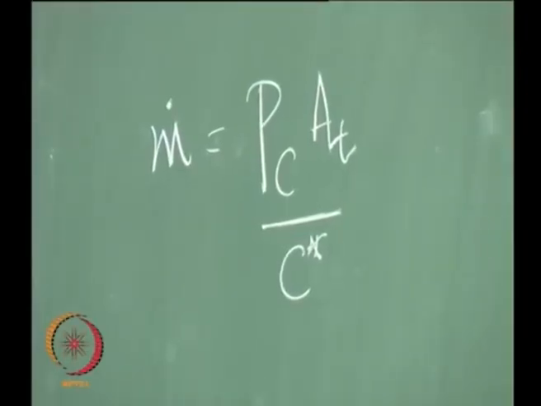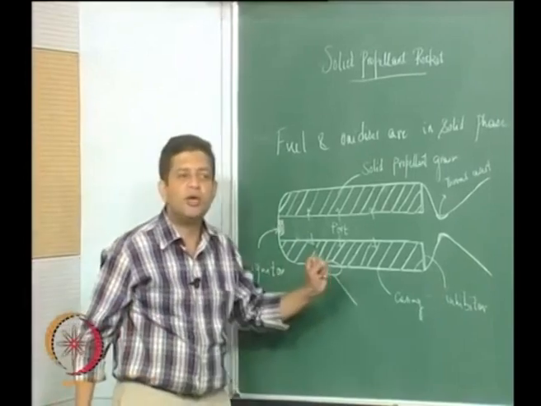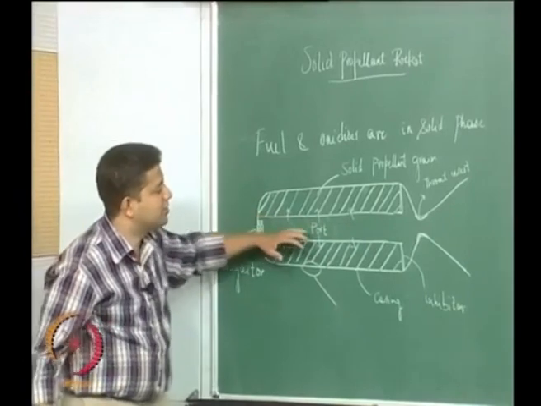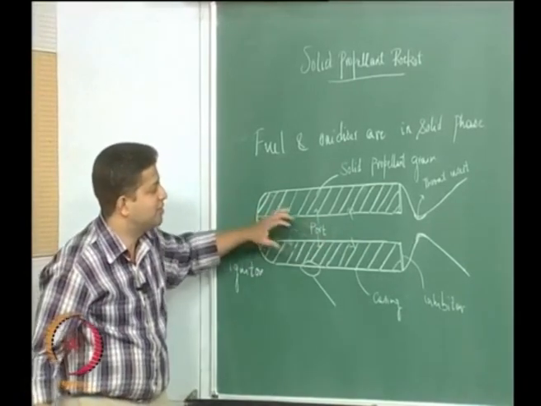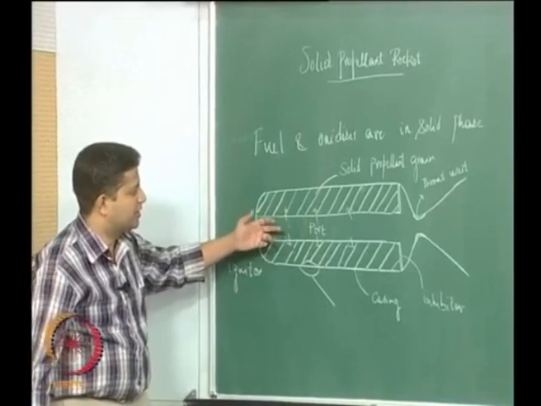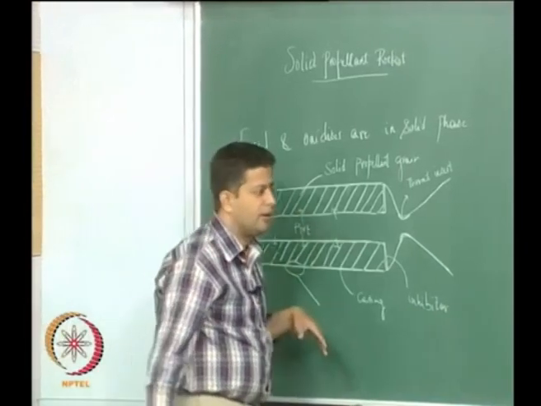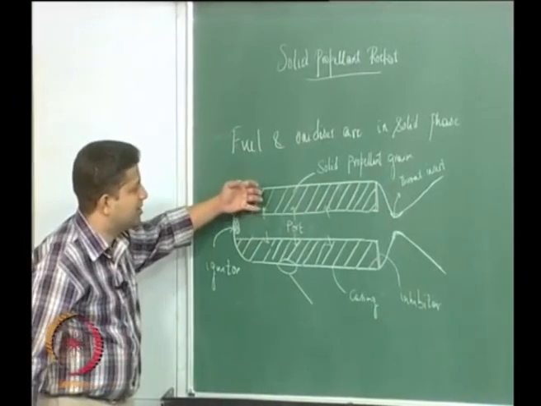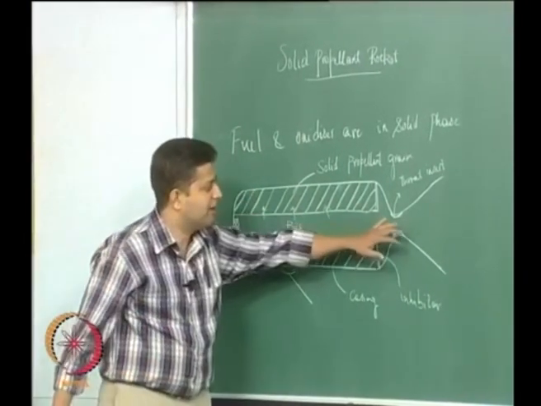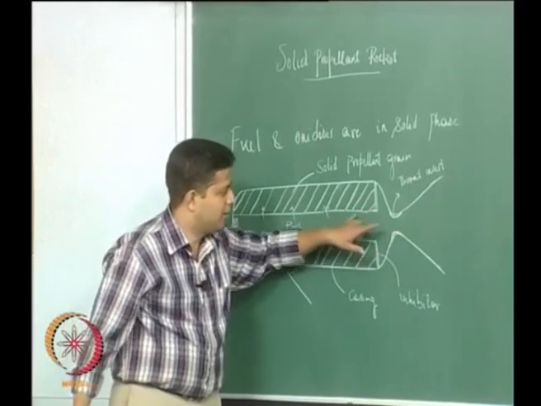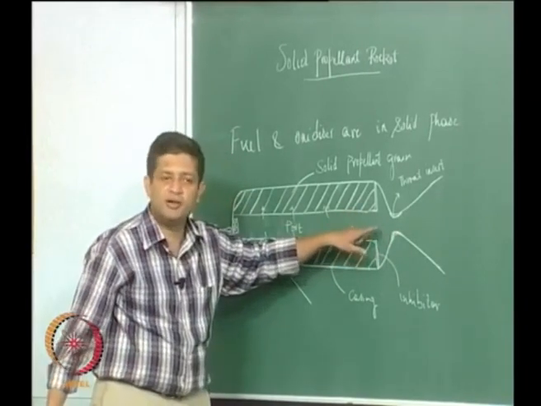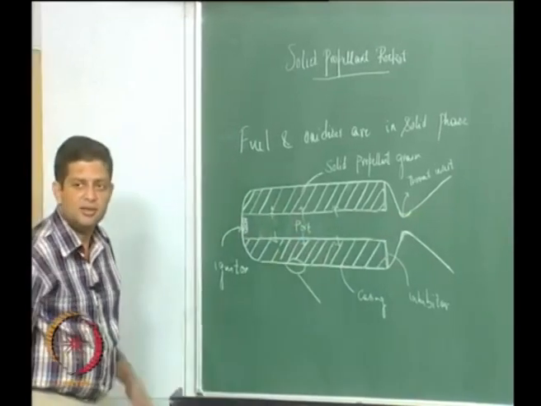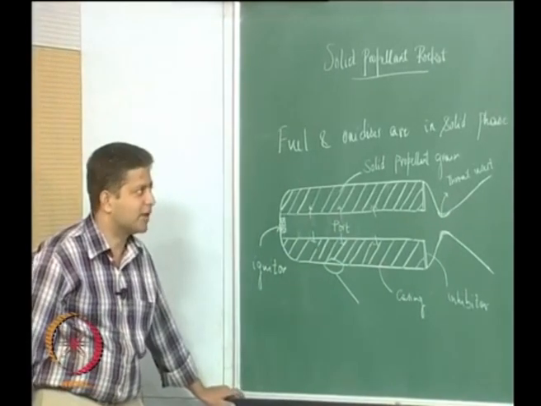So, in a sense, this is a self pressurized system. You do not need any pressurization system to take it to high pressures. It operates at high pressures, in excess of 70 bar or so. Once the propellant starts burning and the gases are produced, there will be a stage when the mass produced by the burning of the propellant is equal to the mass flowing through the throat. That will indicate the steady operating conditions.